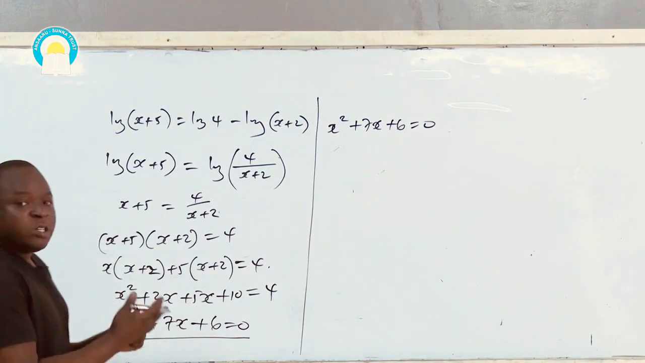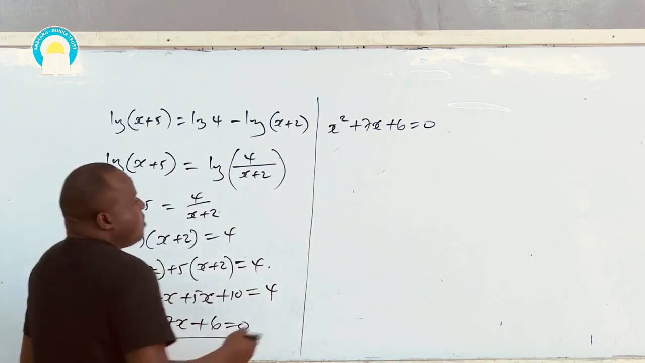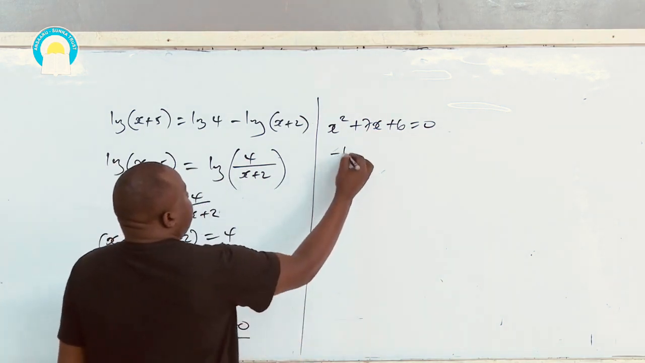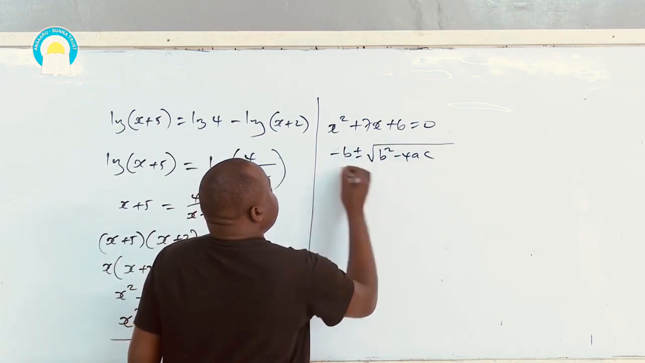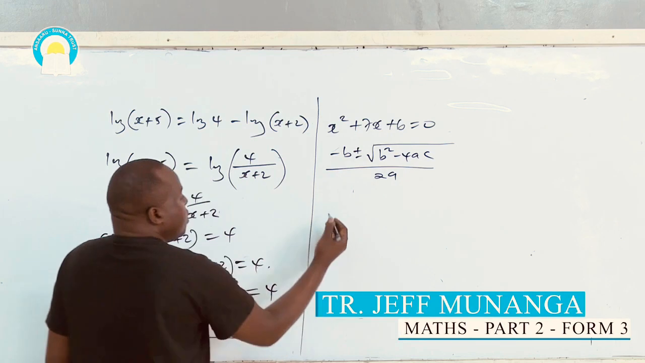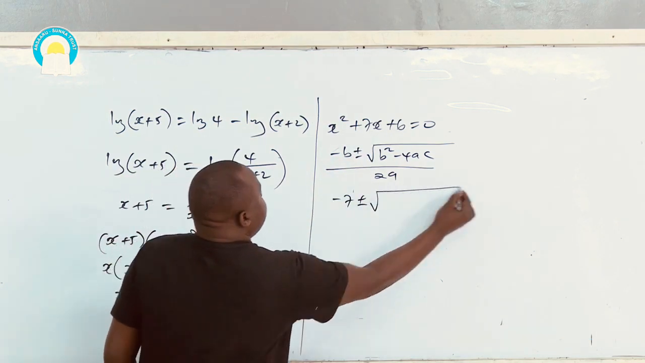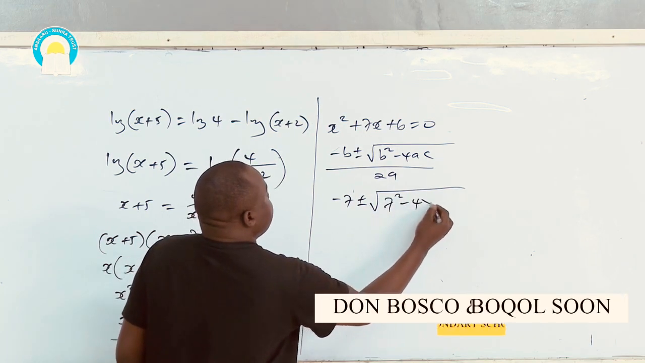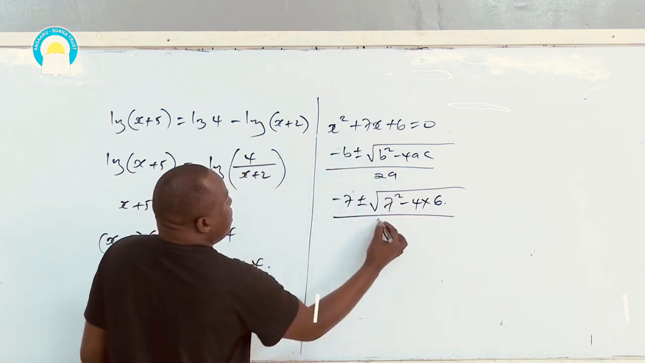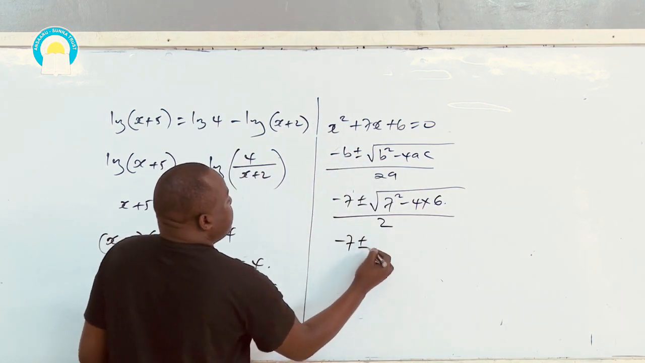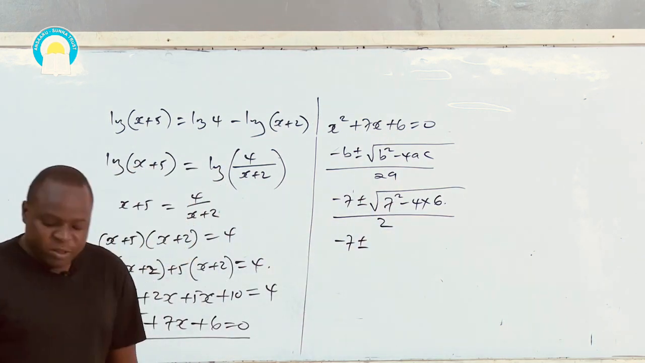Using either factorization or the quadratic formula, whichever method you use to solve this. In my case, let me use the quadratic formula: negative b plus or minus the square root of b squared minus 4ac, over 2a. The negative of b is negative 7. Square root of 7 squared minus 4, a is 1, c is 6. Then over 2a, 2 times 1 is 2. So this should be negative 7 plus or minus the square root of 49 minus 24.